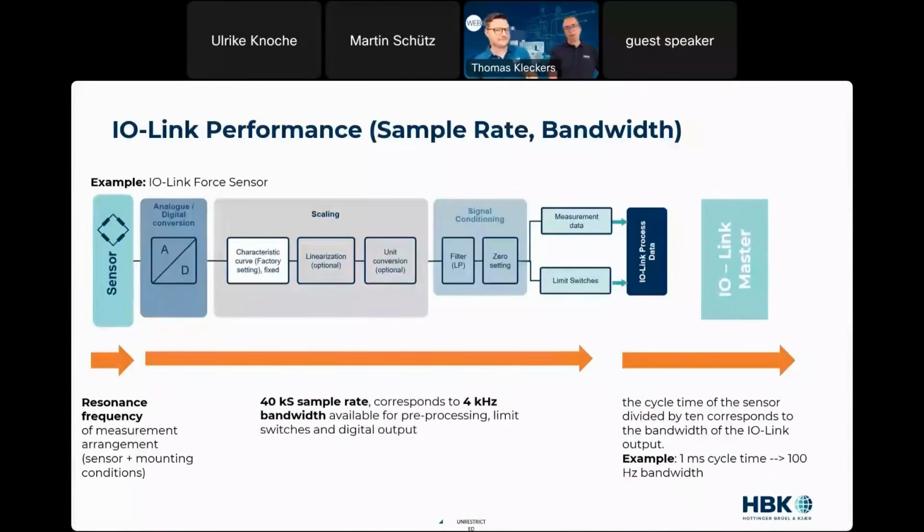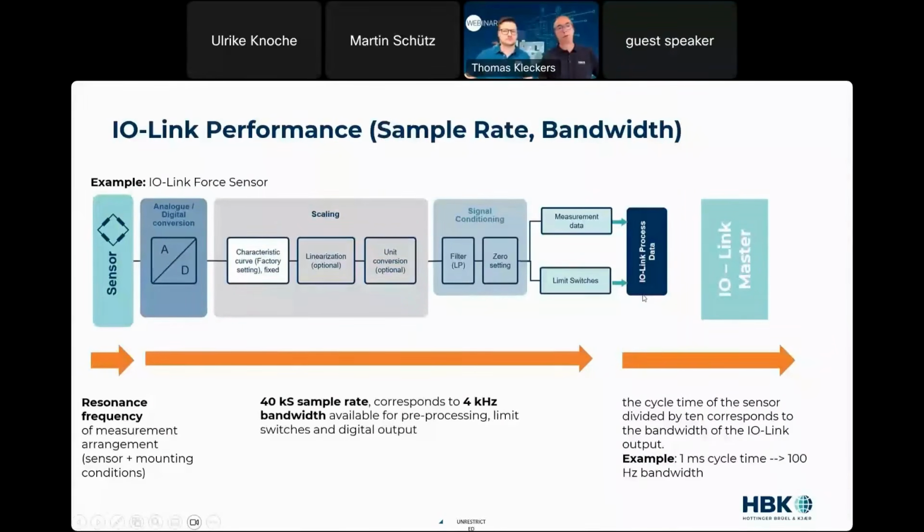Yeah, nice questions. How fast can I measure? We are very often asked that. And is IO-Link slow? First of all, HBK is using the COM3 standard, which is the fastest IO-Link standard so far in the market. Well, looking a little bit more in detail, it starts with the mechanics, and you can never be faster than the mechanics.